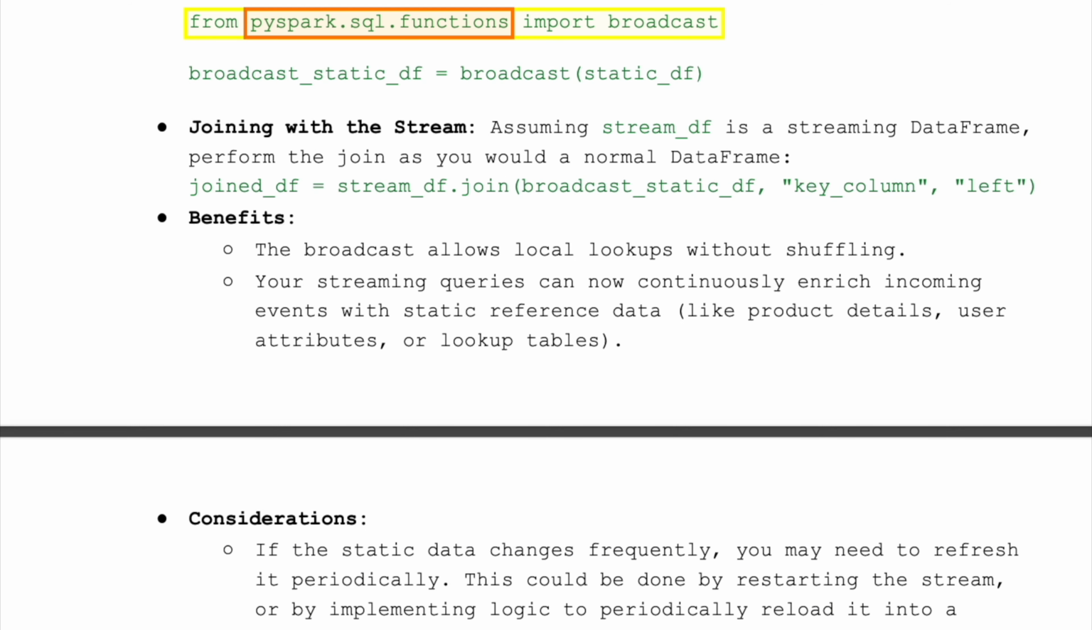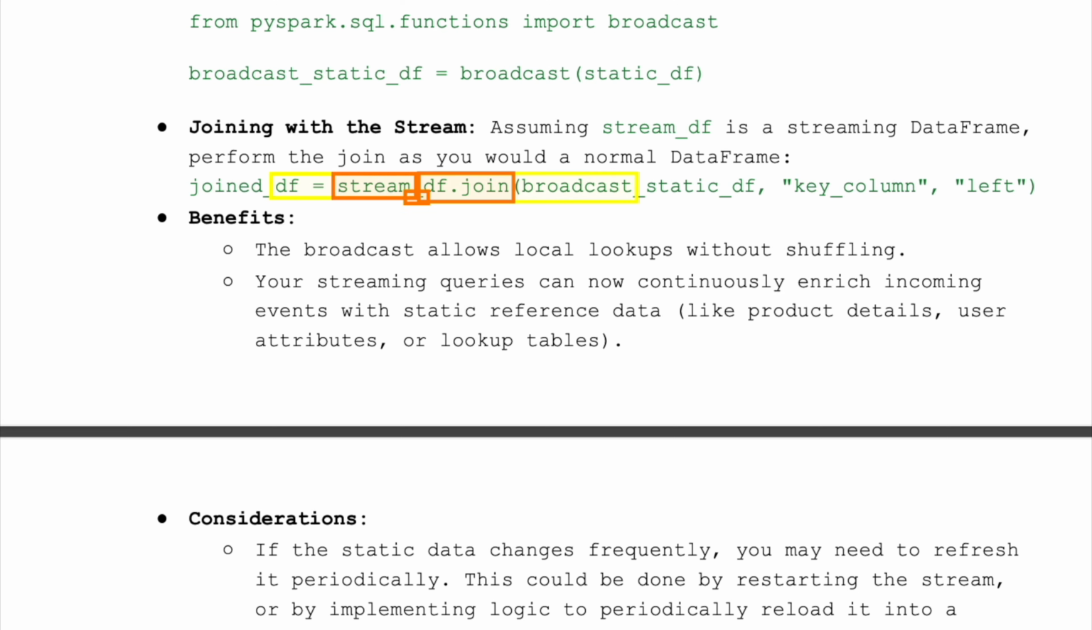from pyspark.sql.functions import broadcast. broadcast_static_df = broadcast(static_df). Joining with the stream, assuming stream_df is a streaming data frame: perform the join as you would a normal data frame. joined_df = stream_df.join(broadcast_static_df, "key_column", "left"). Benefits: the broadcast allows local lookups without shuffling.